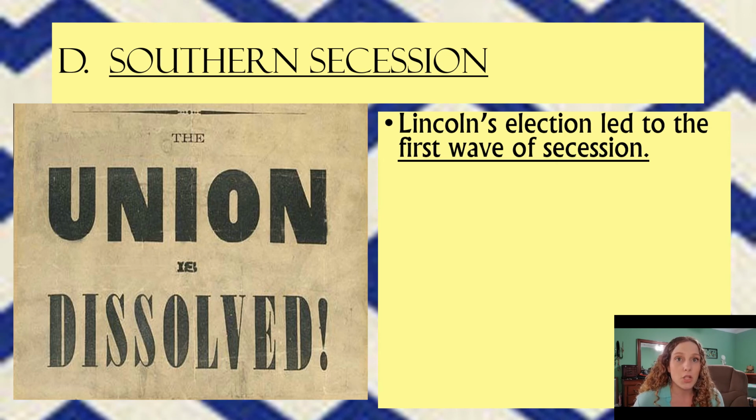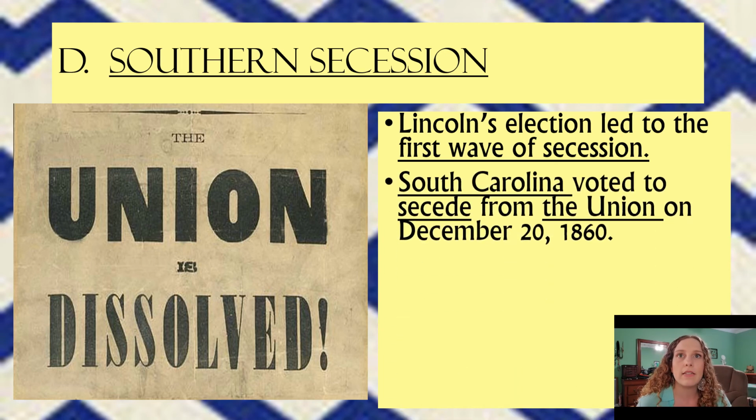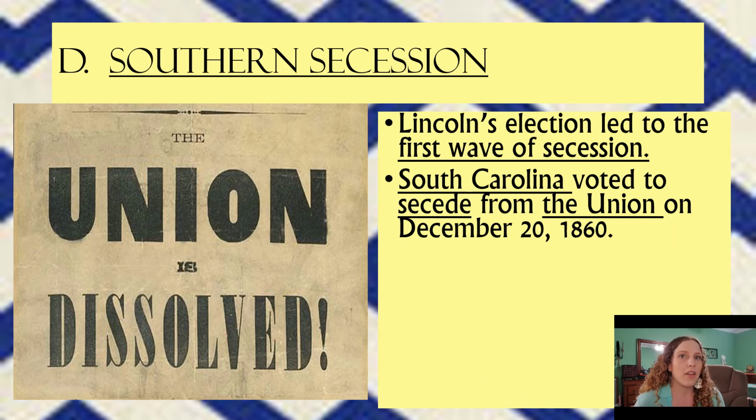Remember that secession, to secede, means to leave the Union, to withdraw, to say we are finished. And that is going to happen after Lincoln is elected, starting with the state of South Carolina. We've seen South Carolina be first in line to do some extreme things before. So they are the first ones to vote for secession on December 20th, 1860. They waste no time in doing that, as Lincoln was just elected the month before in November.